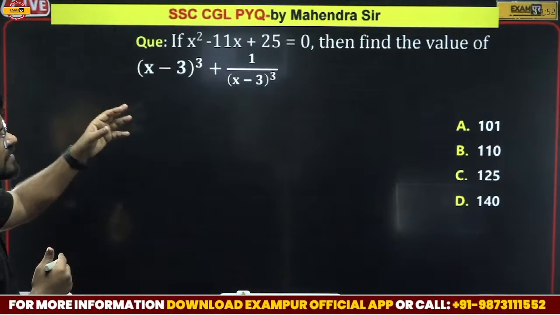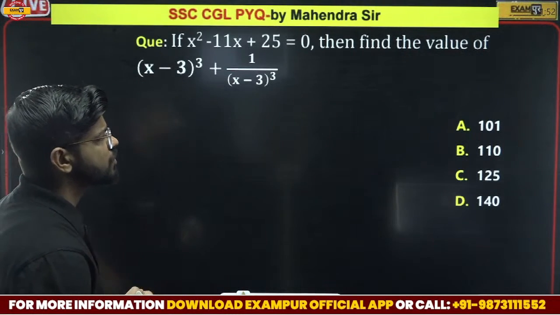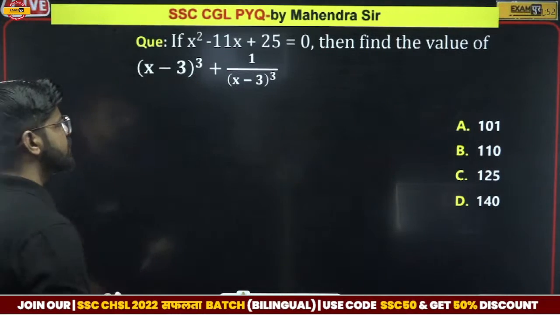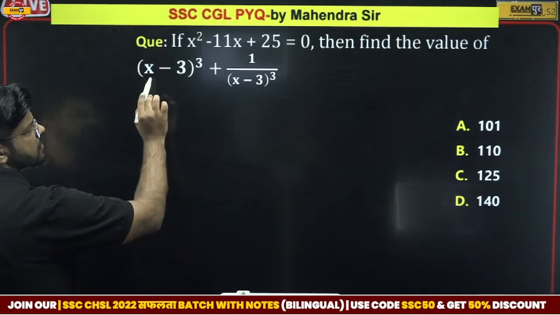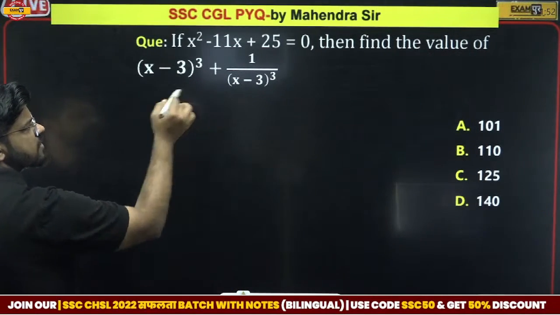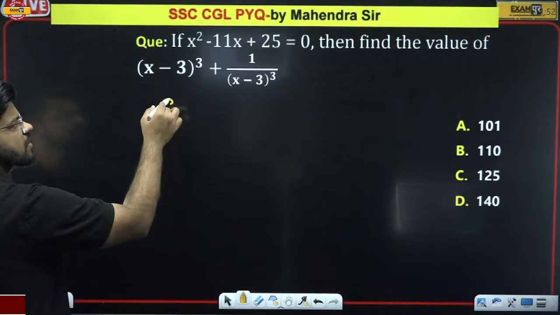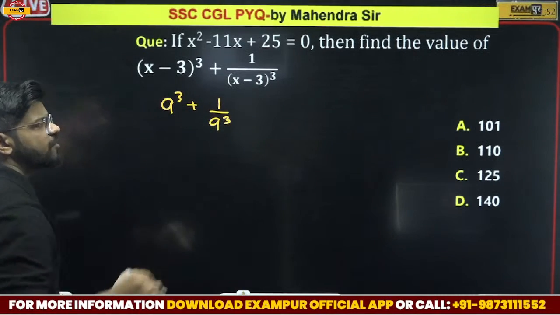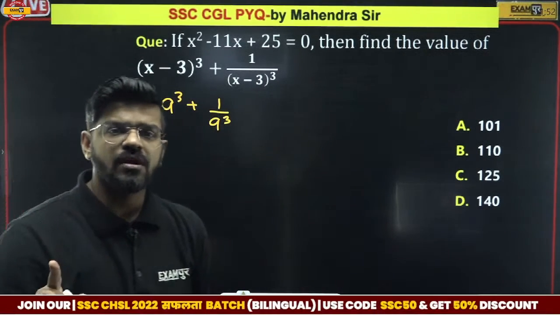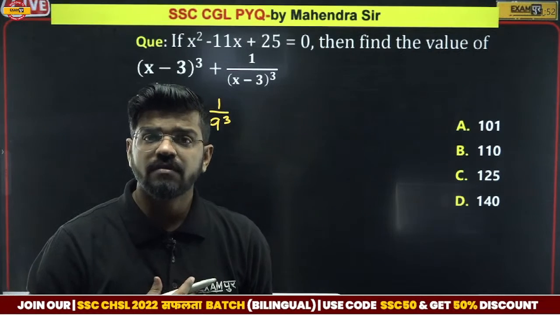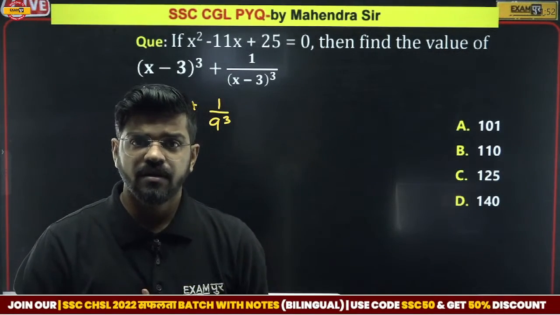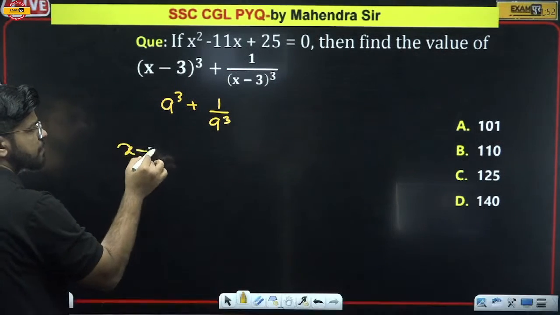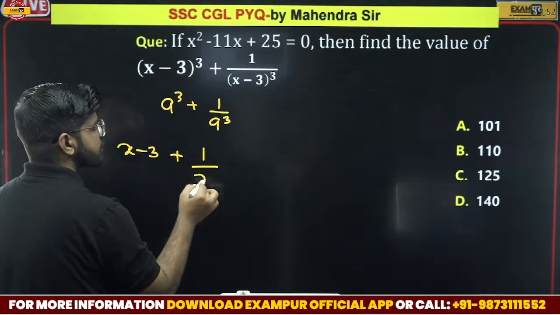x square minus 11x plus 25 is equal to 0. Then find the value of this. Now we have to find the value of this. So if this is x minus 3, that is nothing but a cube plus 1 upon a cube, yes or no? And to find a cube plus 1 upon a cube, what do we want? We want a plus 1 upon a. That means x minus 3 plus 1 upon x minus 3.